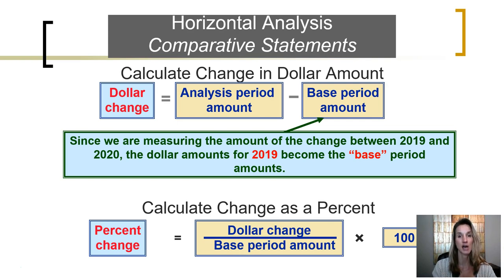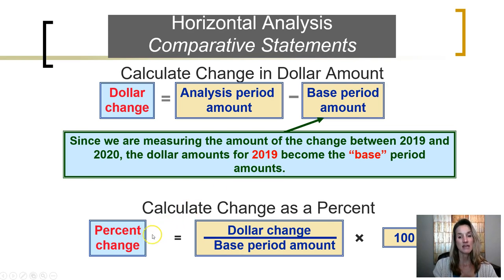Think of it as a horizontal straight line across. In order to apply it, we calculate a change in the dollar amount. The dollar change is going to be the current period or the analysis period amount minus the base period amount, or the first amount presented. We will be measuring the amount of change between 2019 and 2020. The base amount year will always be the first year presented. So the dollar amounts for 2019 become the base period amounts.